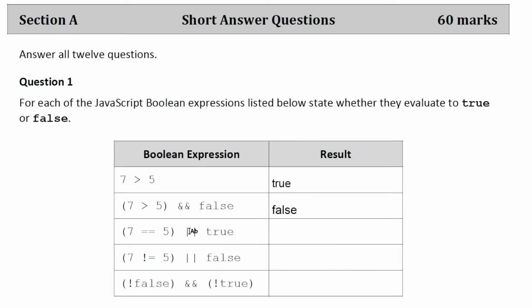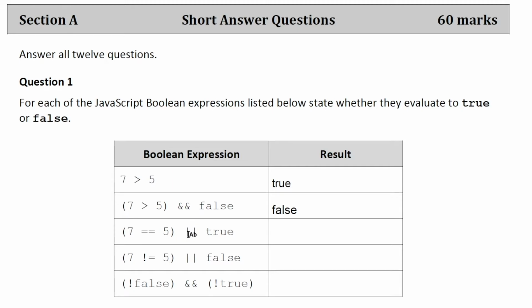And then if we move on to our third Boolean expression, we can see on the left hand side here we have 7 with 2 equals and then 5. So this 2 equals is just a comparison operator. So we want to check to see if 7 is equal to 5, which it's not. They're two different numbers. So this equates to false.